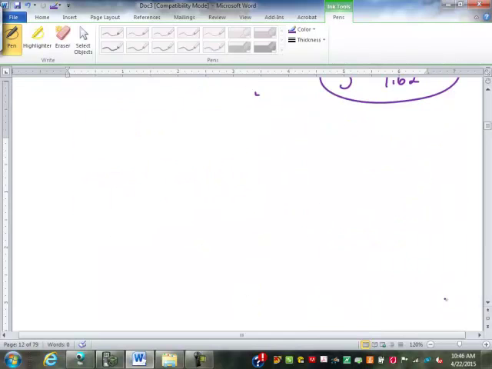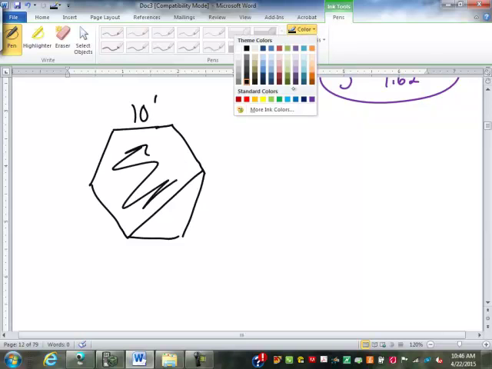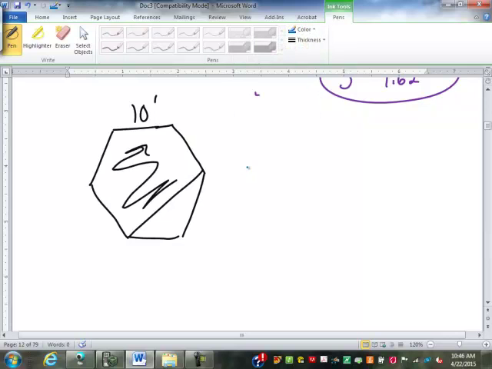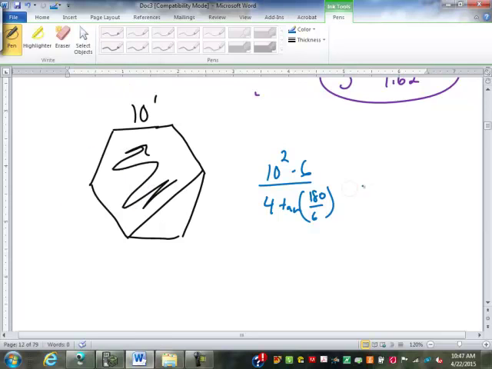Number 10. A regular hexagon with a 10-foot side, and it's cut across here. So we're looking for this area. The area of the whole hexagon would be 10 squared times 6 over 4 times the tangent of 180 degrees over 6. So that's 10 squared times 6 divided by 4, then divided by the tangent of 180 divided by 6. So 259.81.